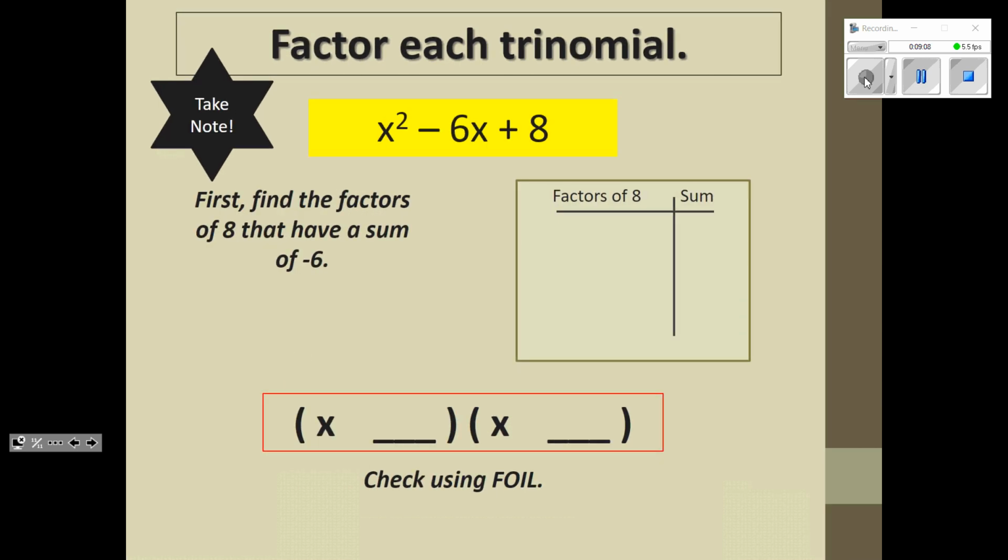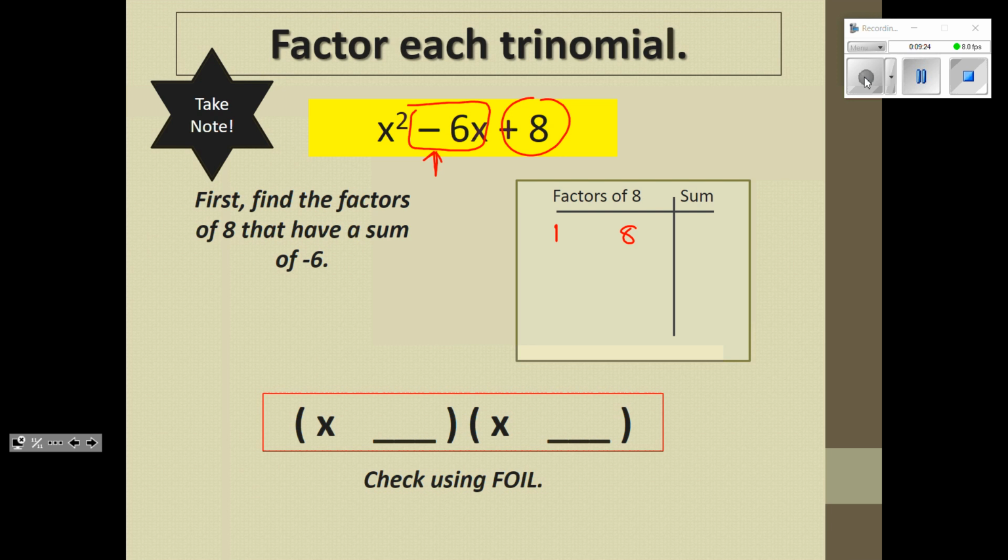x squared minus 6x plus 8. Okay, we want numbers that multiply together to get 8, but add to get negative 6. So we have 1, 8. Notice this is a negative number. When we add together to get a negative number, we may have to have a negative over here.